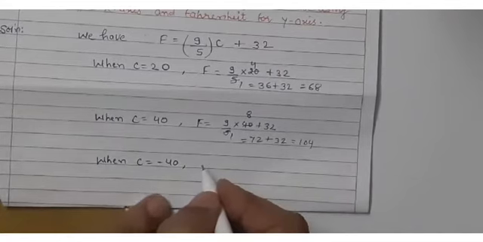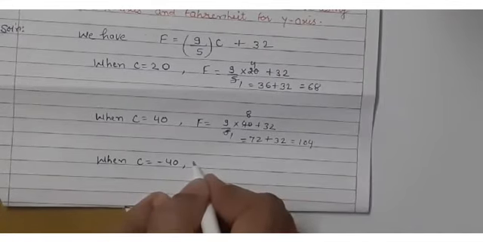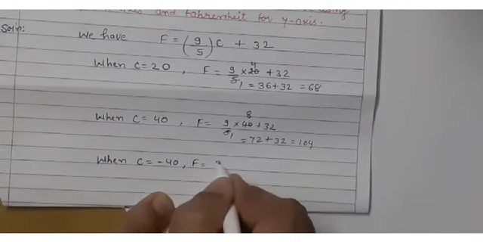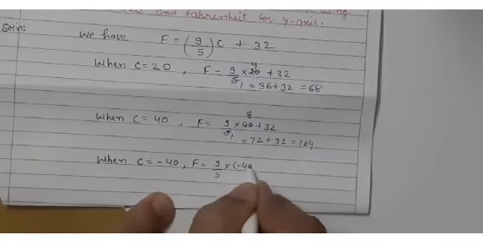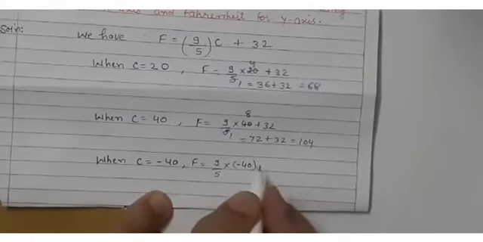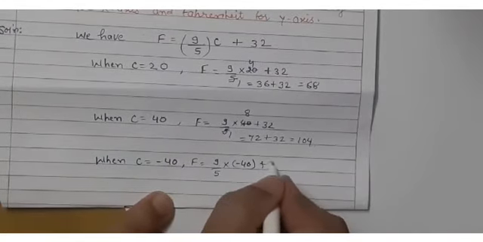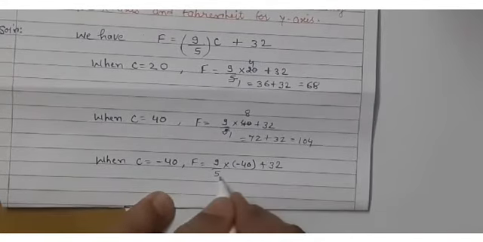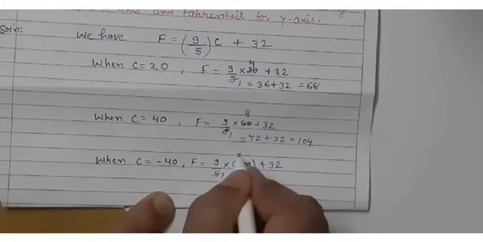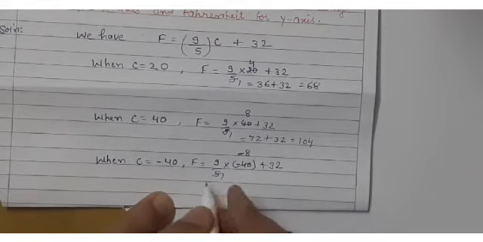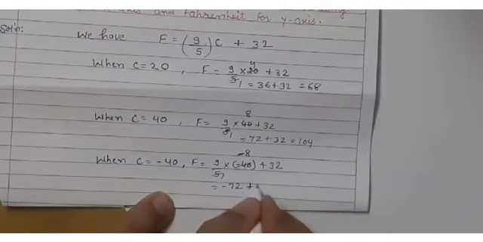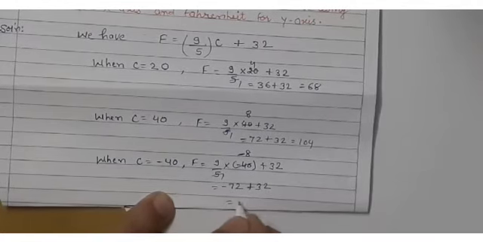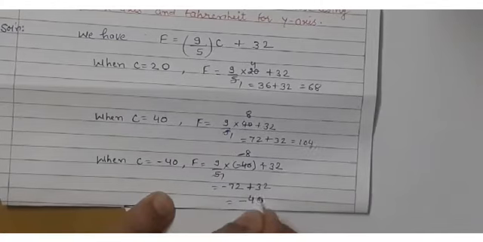Then third one is, if I take C is equal to minus 40. So 9 upon 5, this minus 40. Okay. Then plus 32. 5 1 are 5, 5 8s are 40, so minus 8 will come. So minus 72 plus 32. This will become minus 40.